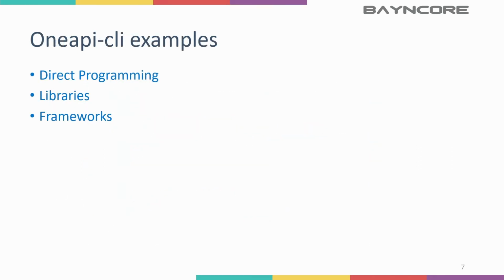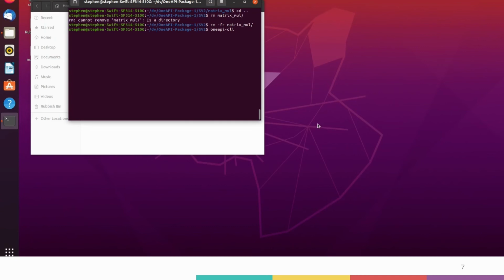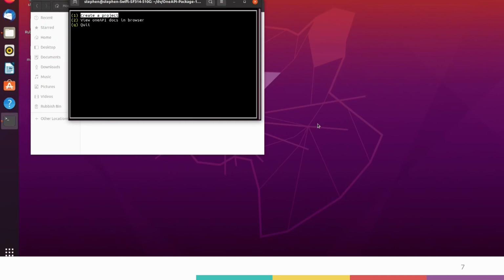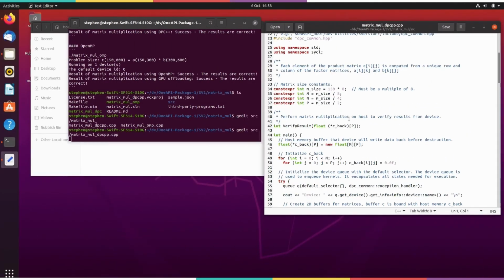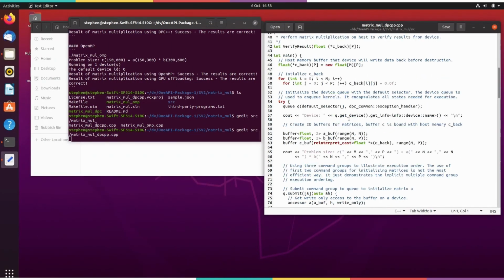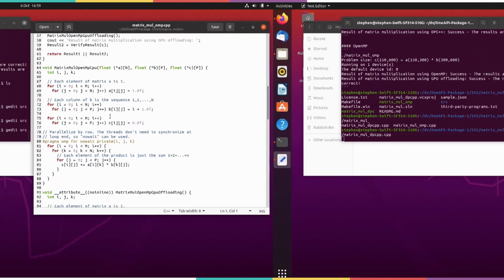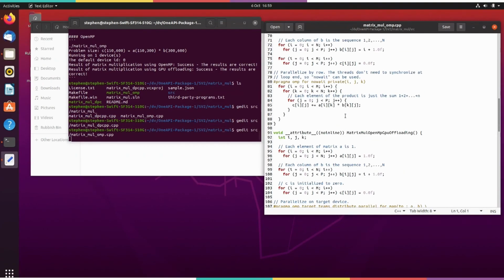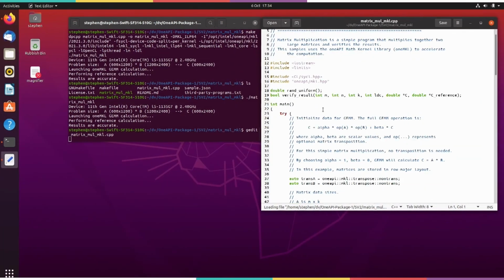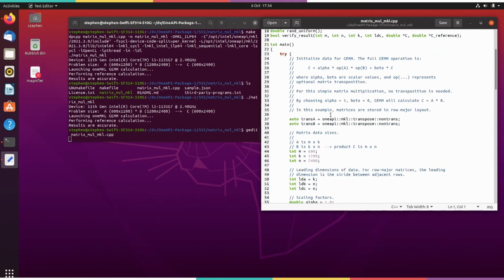You can experiment with different programming examples using the Oneapi-cli command line interface. Here's a DPC++ example of a matrix multiply. And here's the code for the OpenMP solution. And then this third example is using Oneapi-cli.